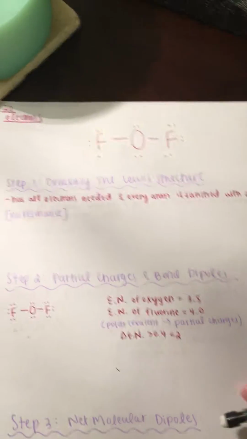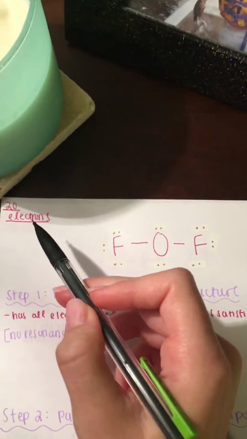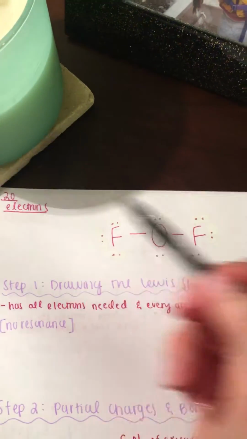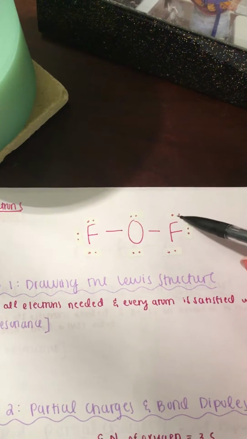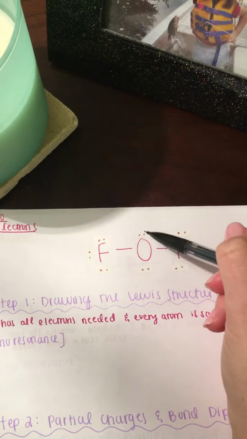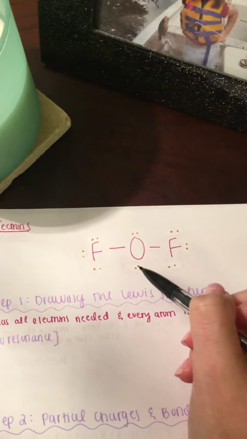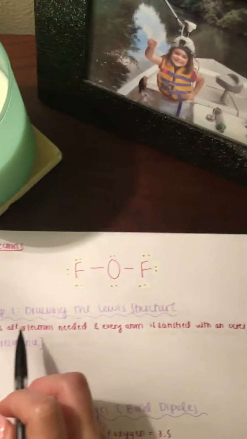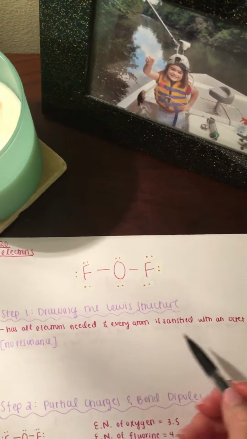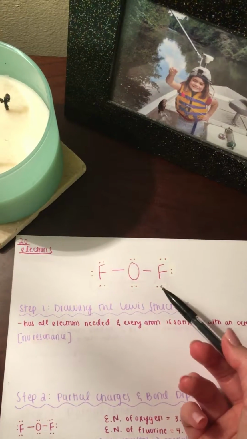Now for oxygen and 2 fluorines. We know that there's 20 electrons looking at the periodic table, and all I did for this one is start by adding around the outside atoms. Then I brought it in towards the middle since I had 4 extra electrons. So we know that it has all the electrons needed, and every atom has a satisfied octet, so there is no resonance for this structure.